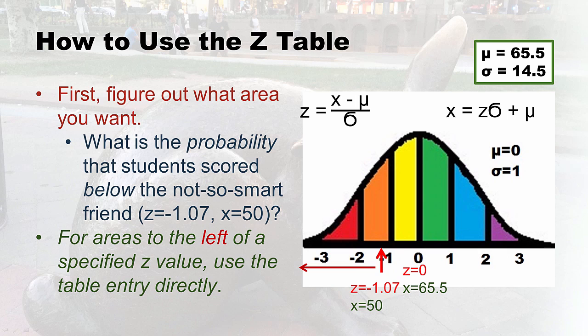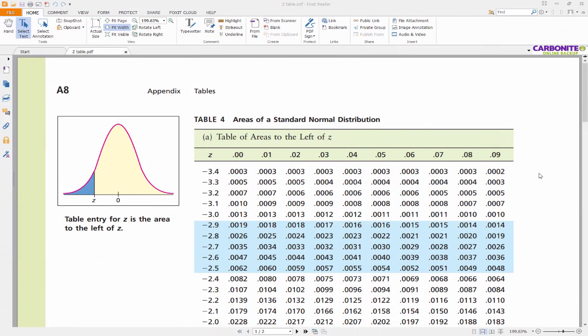What is that proportion? For areas left of a specified z-value, you're supposed to use the table directly. I'm going to show you how to use that table to look up negative 1.07, and then I'm going to come back and tell you what they mean by use it directly. Here we are at the z-table, and if you have the book, you can look it up in the appendix on page A8. There are also a lot of z-tables on the internet. Sometimes they're arranged a little differently, so I'm using this one because it's from the book.